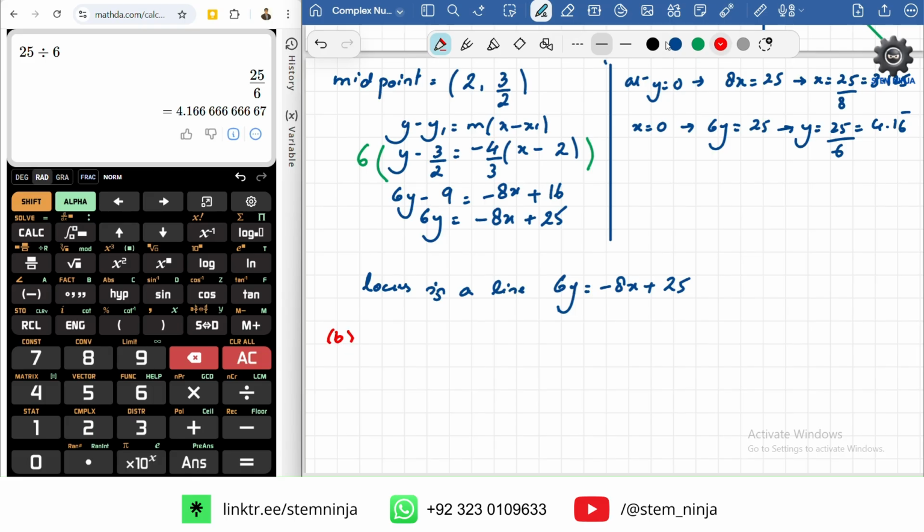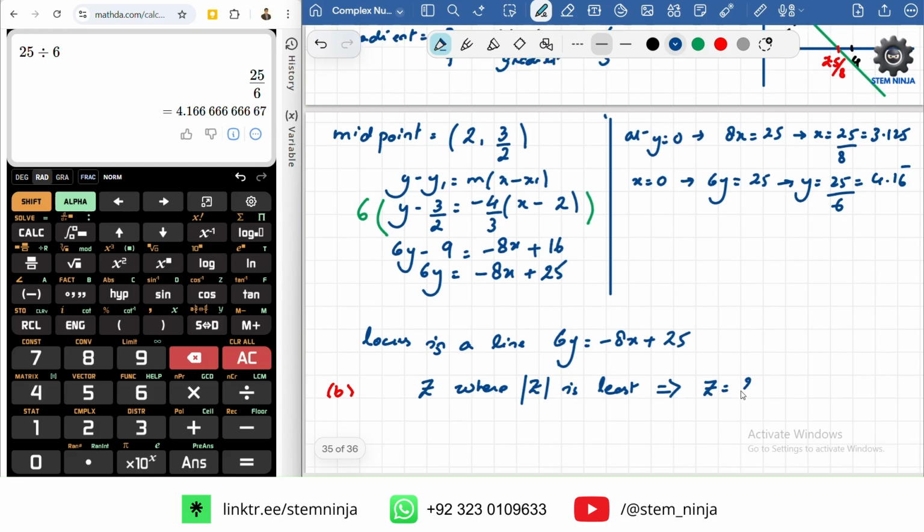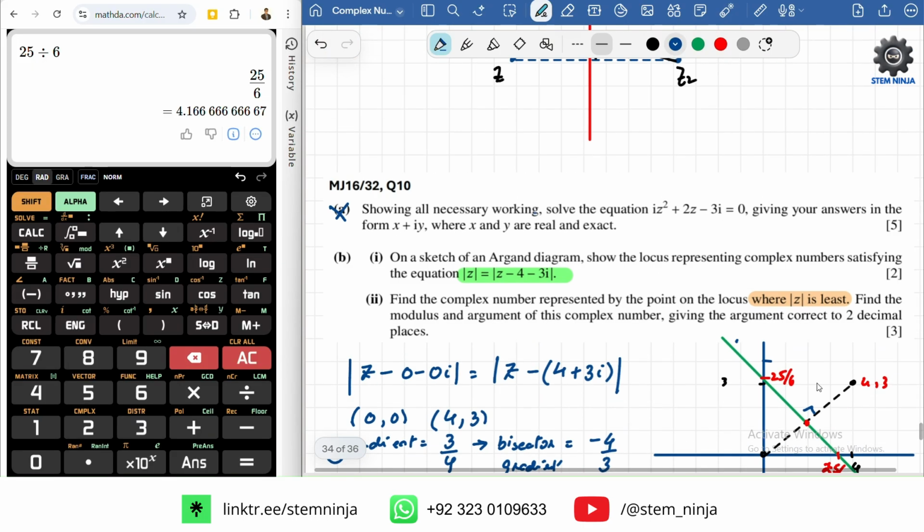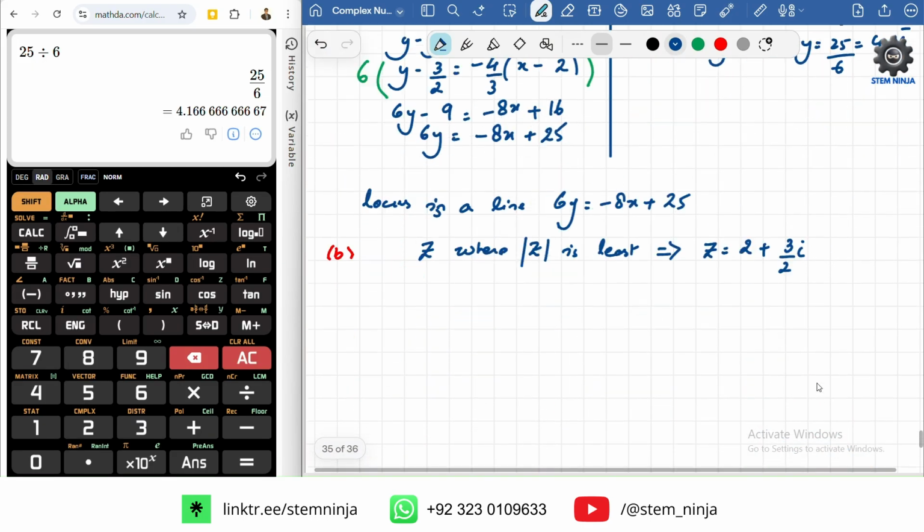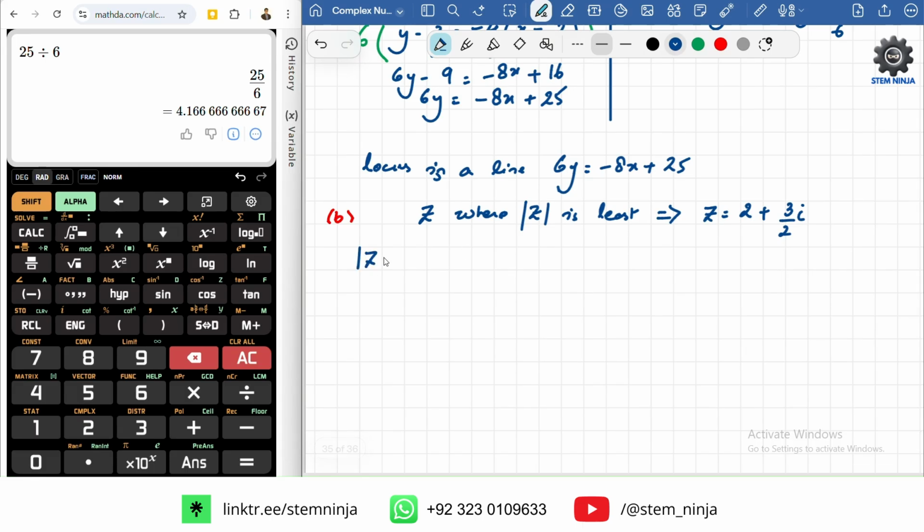The B part: the relevant point where mod of z is least, is minimum, is actually z equal to this midpoint, 2 plus 3 by 2 i. Now what we need is the modulus and argument of this complex number. Okay, so mod of z is going to be the square root of 2 squared plus (3 over 2) whole squared.